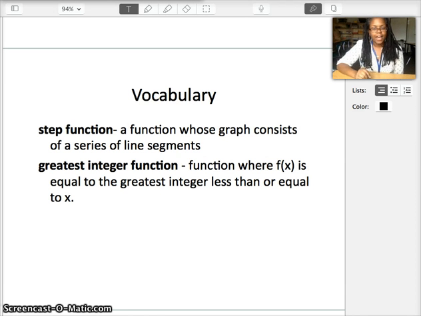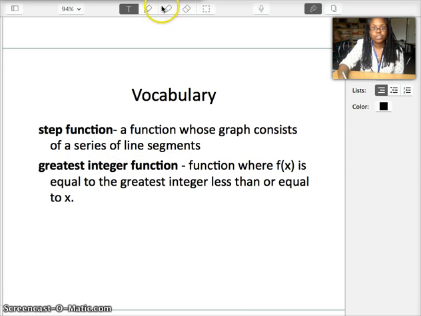So there will be 5 vocabulary words. The first 2 are related to one another because they refer to the same concept. This concept that we're going to talk about, the first one is a step function. A step function is a function whose graph consists of a series of line segments.